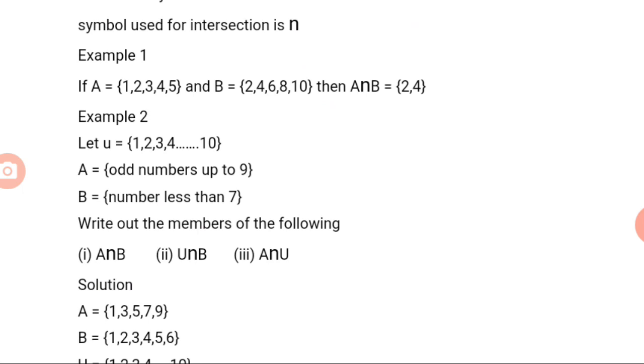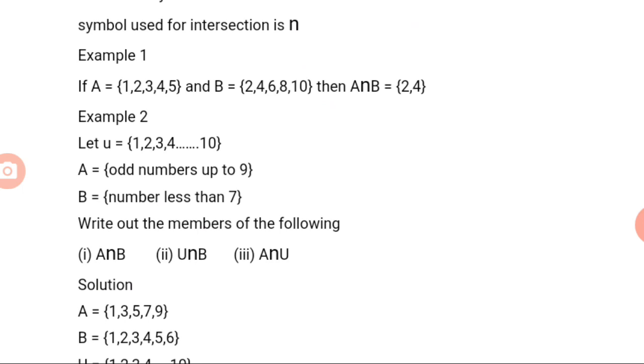Let set U have 1, 2, 3, 4, up to 10 as its elements. Is that clear? That U is a universal set. Now set A. Set A is odd numbers up to 9. Is that clear? Set B is numbers less than 7. Are we together?